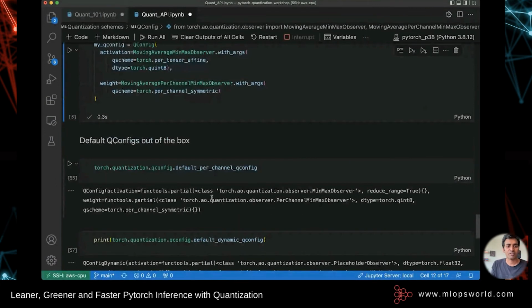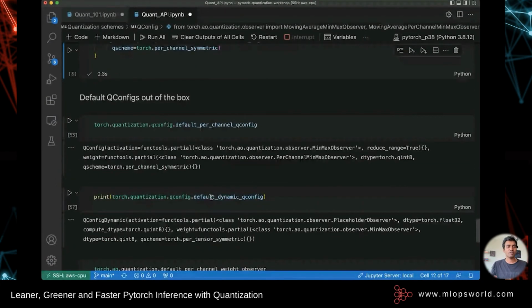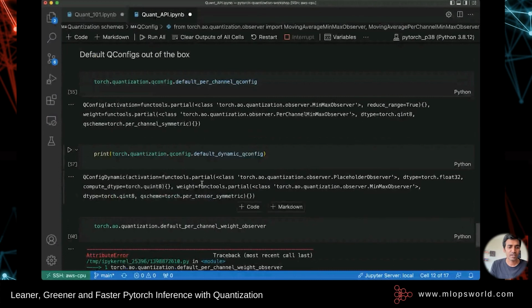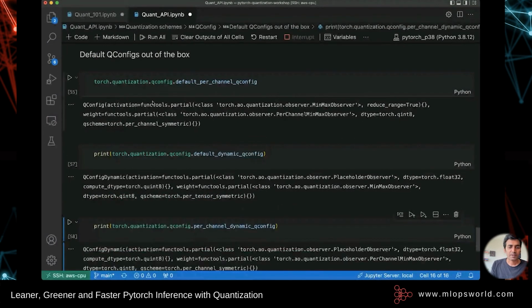But to make life easier, PyTorch offers some default QConfigs out of the box. So you have your default per channel config, and if you take a look at this, the activation is defined over here, and your weight observer is defined over here. And similarly, you have all of these.